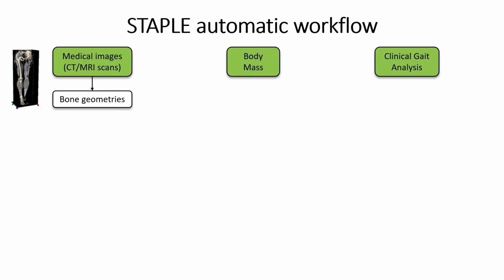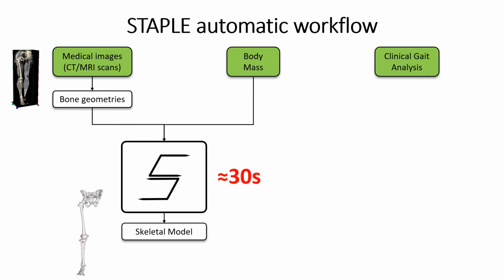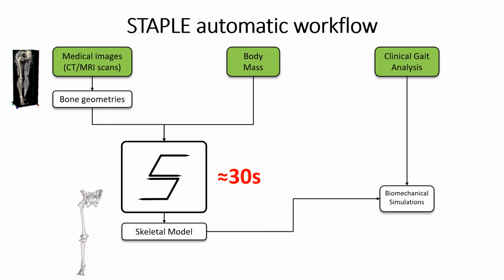Here, I would like to make you appreciate the workflow simplification after the introduction of Staple. Again, the segmented bone anatomy and the anthropometric information are required, but now this information is just provided to Staple, which in around 30 seconds will generate a model usable for biomechanical analysis. At this stage, we can only generate skeletal models, and therefore the biomechanical analyses are limited to joint kinematics and joint kinetics.